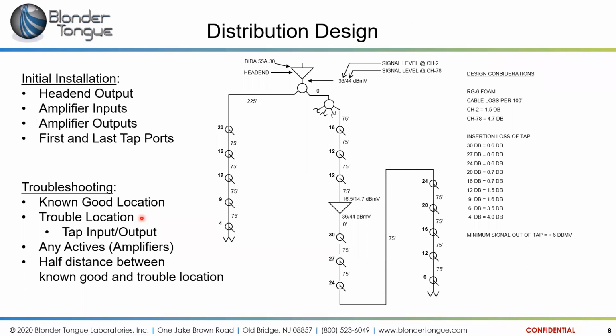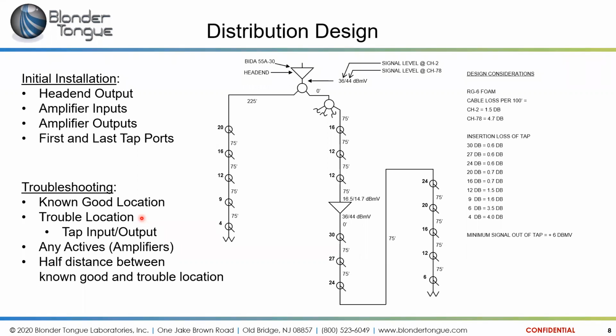So now, here we have a sample distribution design. We have our head end here with a BITA 55A30 amplifier. So based on the model name, I can tell that is a 55A, tells me it's 550 megahertz. That's what that amplifier is rated for. So a 750 megahertz signal is not going to make it through that amp. I know that the system is designed for 550 megahertz.